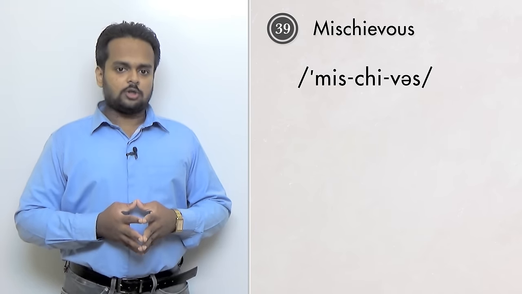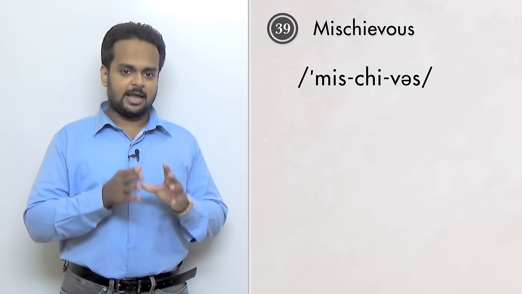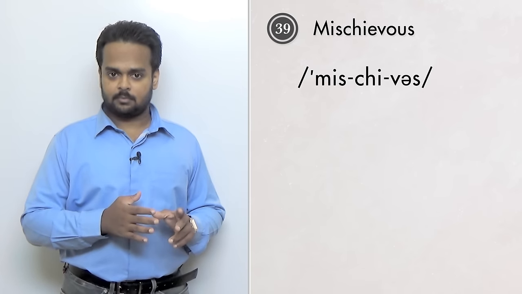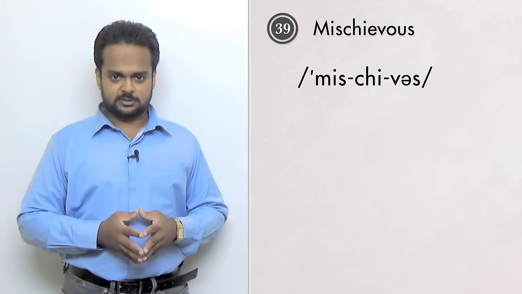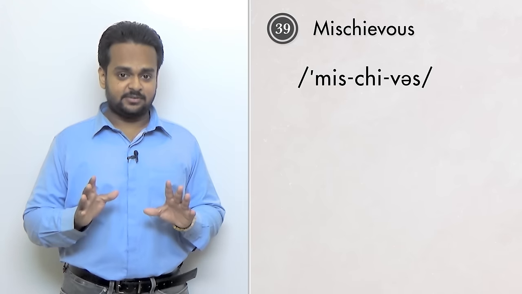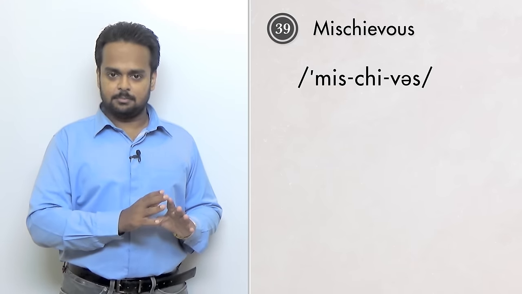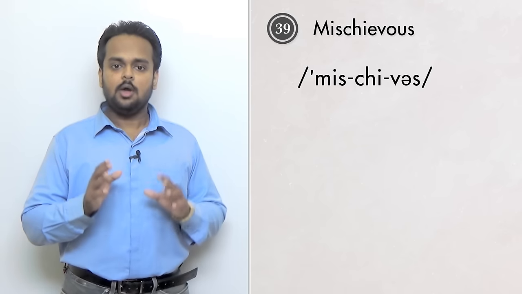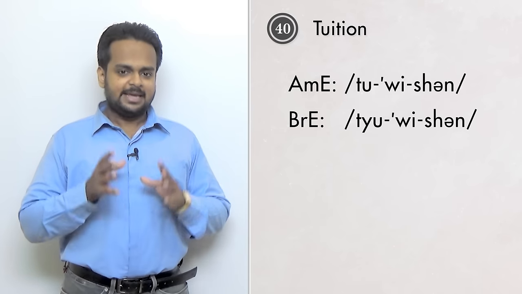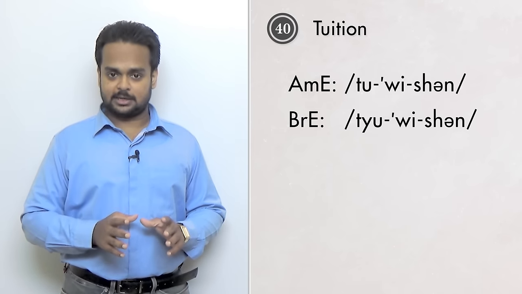Sometimes people also mistakenly insert letters or sounds that are not there. Like in the word mischievous. This is not mischievous. There is no I after the V. The last syllable is just vus. So mischievous. And then there are words that have hidden sounds that we don't recognize.